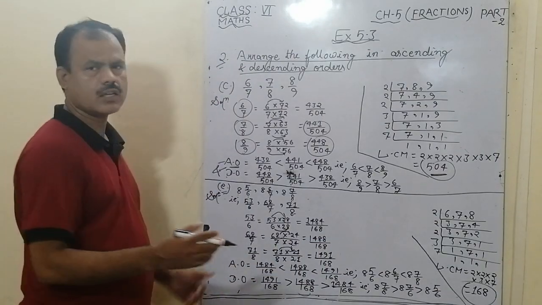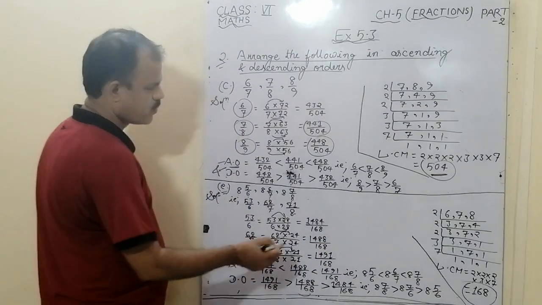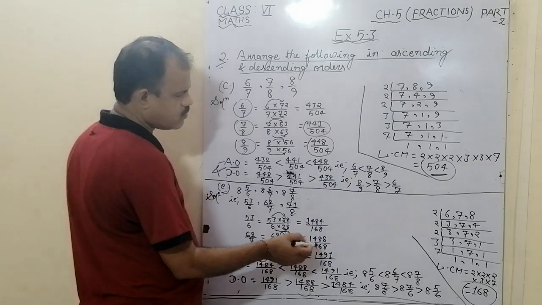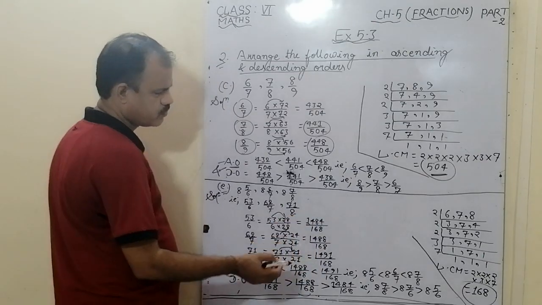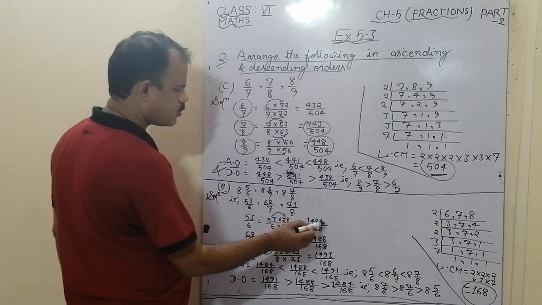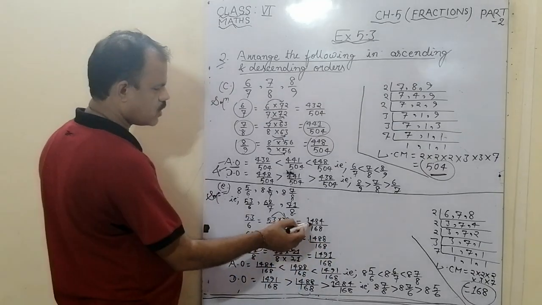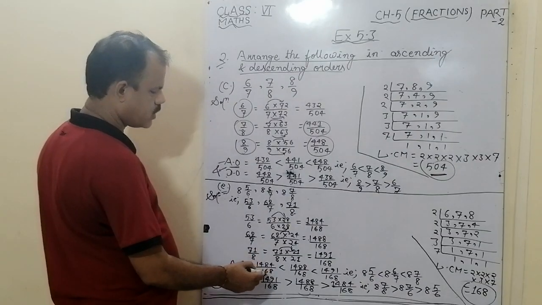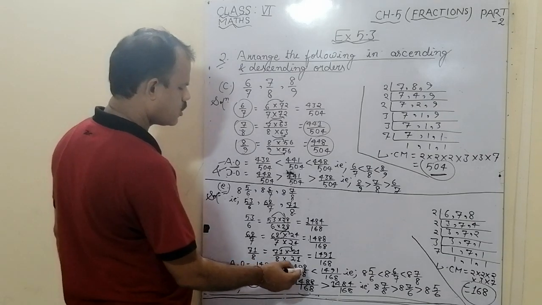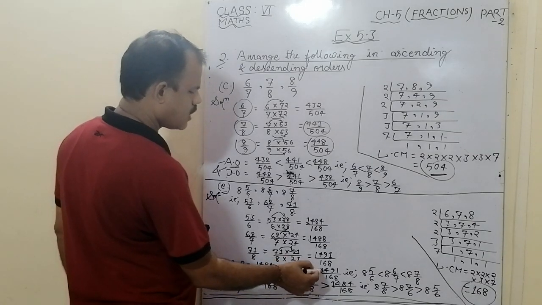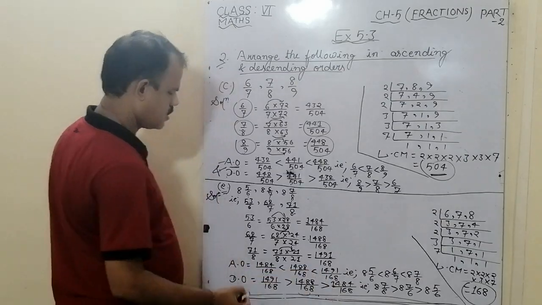Now, ascending order is smallest to greatest. Here all denominators are the same, so look at the numerators. The numerators are 1484, 1488, 1491. So the smallest is 1484. So we write 1484 by 168, 1488 by 168, and last 1491 by 168.